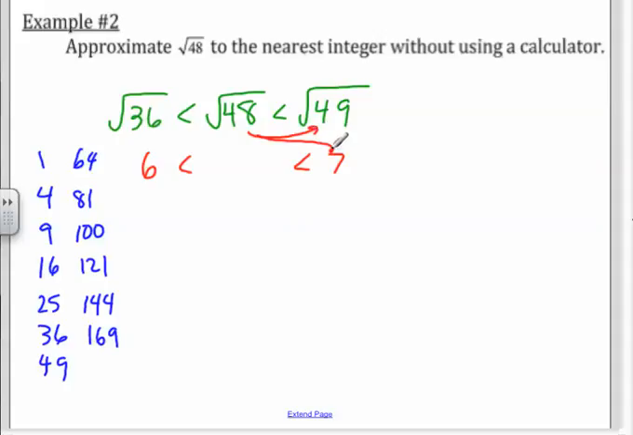So it says approximate root 48 to the nearest integer. Well, root 48 is approximately 7. Not quite, but it's close, like 6.9 something. In fact, I'll type it in my calculator just for you guys, and you can too.